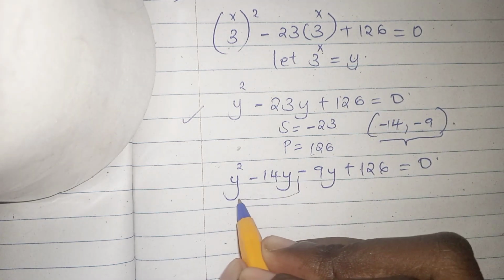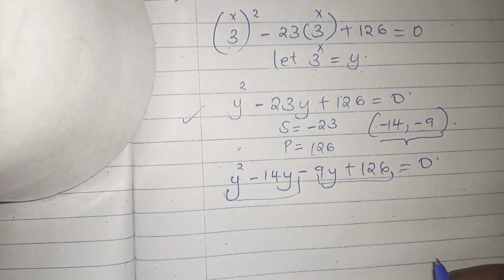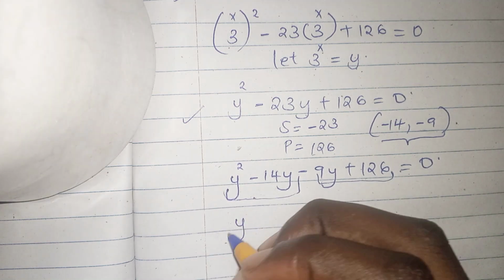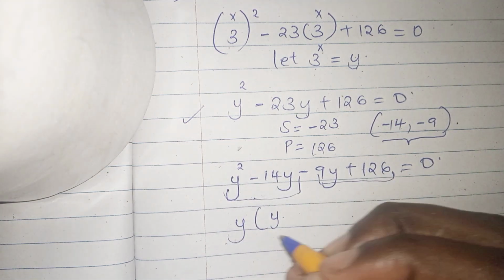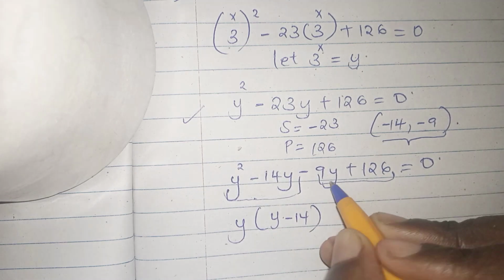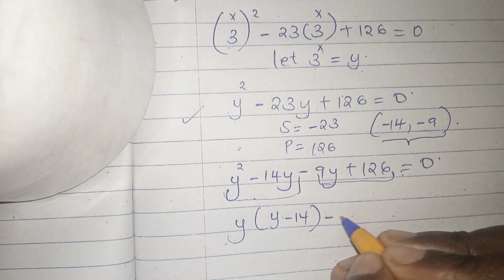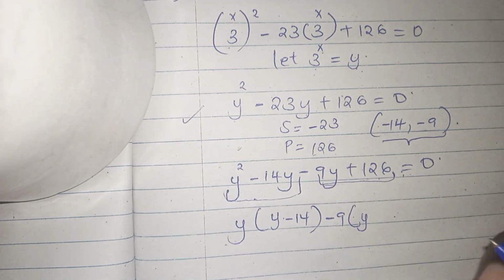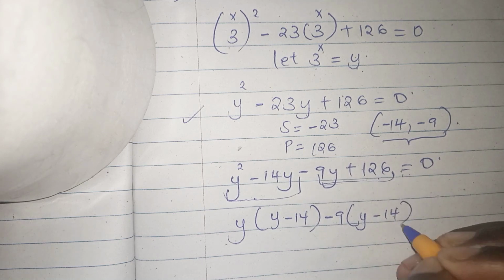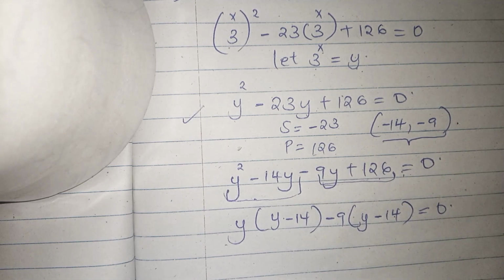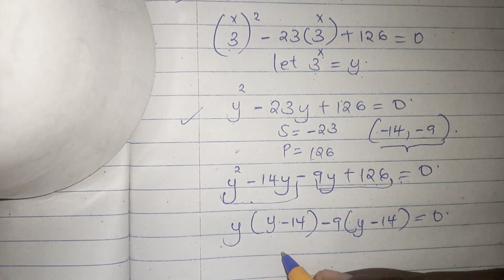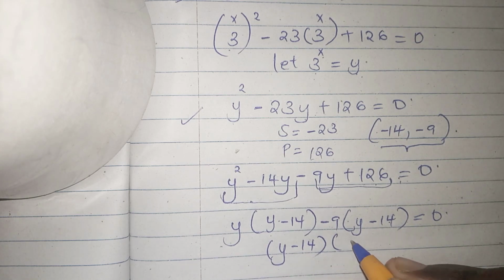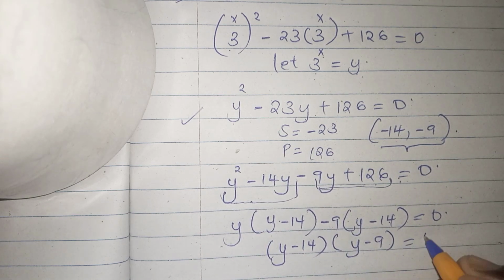So we consider this as our first term and this as our second term. Let us factor out our common factor in our first term. So this is y into (y minus 14). Our common factor here is 9. This divided by this, we are left with y. This divided by this, we are left with negative 14, is equals to 0. So y minus 14 is common. Y minus 14 into bracket, pick what is left outside the bracket, y minus 9 is equals to 0.